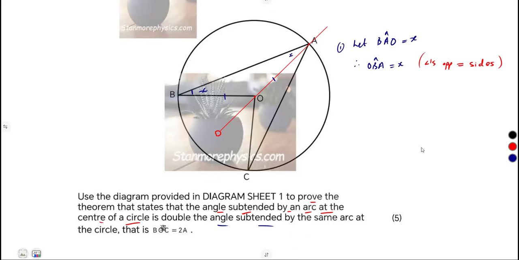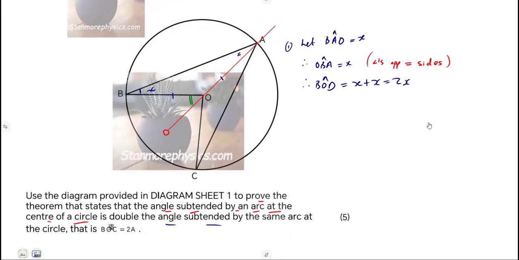Remember, our focus is BOC. So we can find BOD, which is the exterior angle of triangle BAO. We understand that the exterior angle is equal to the sum of the opposite interior angles, so angle BOD is X plus X, which is 2X.